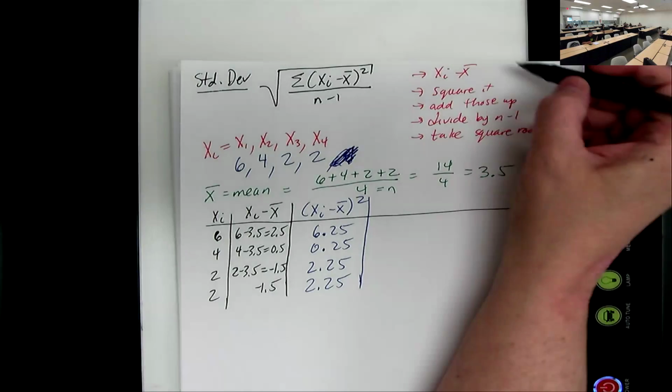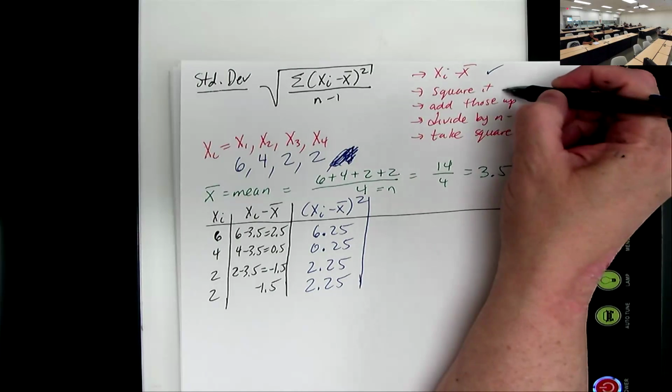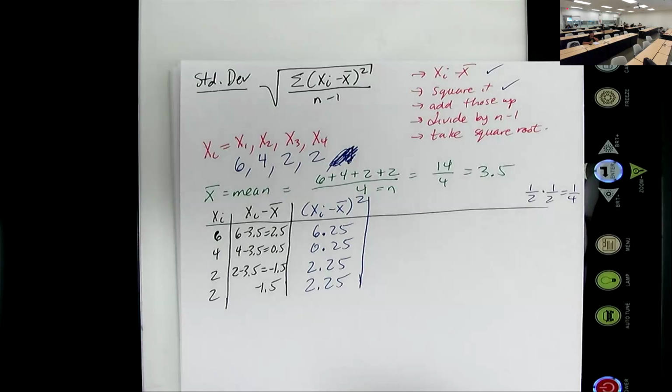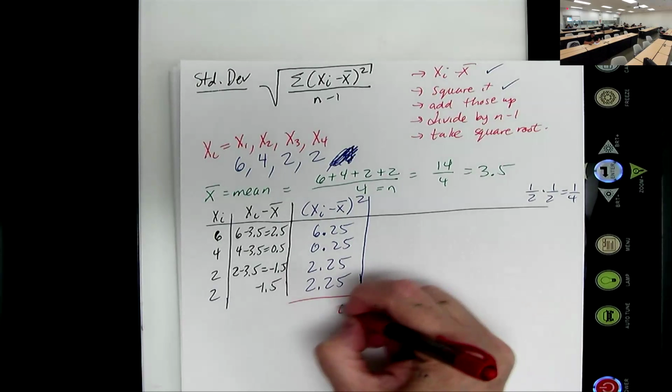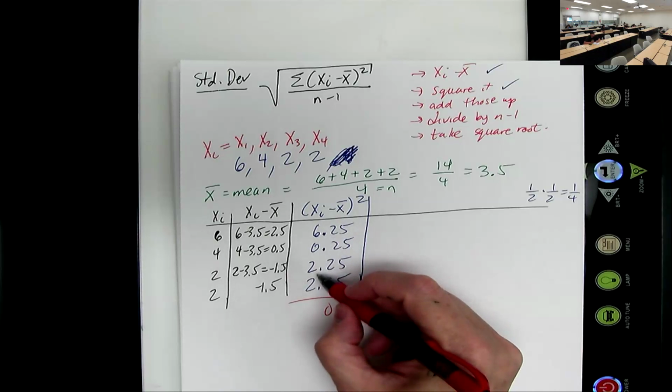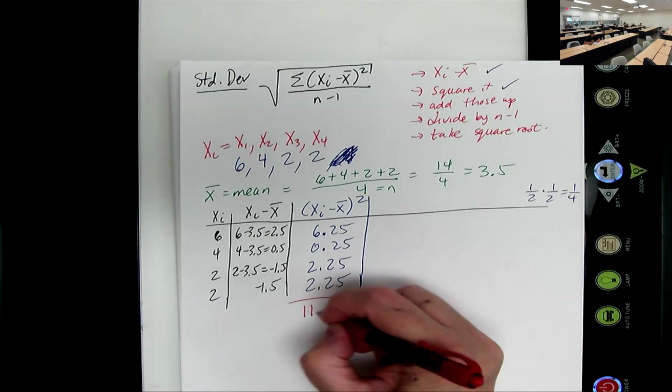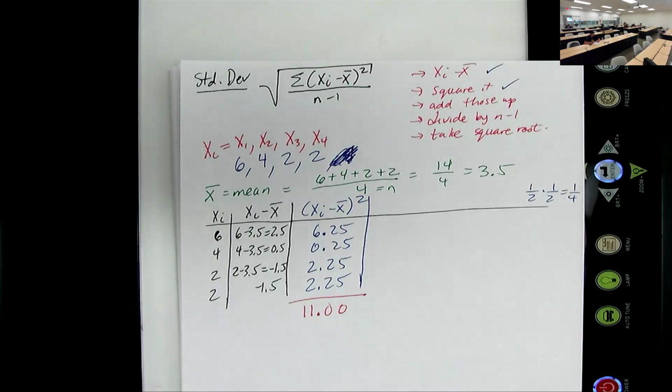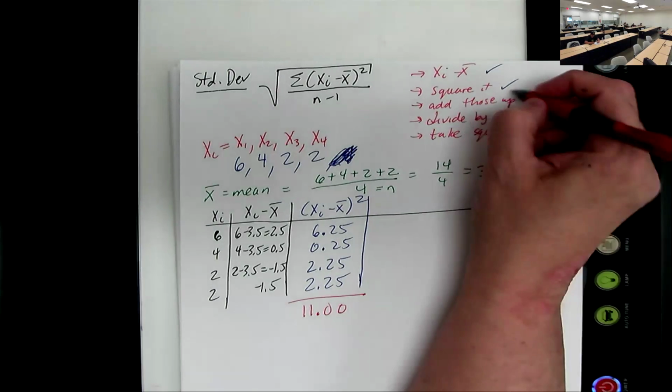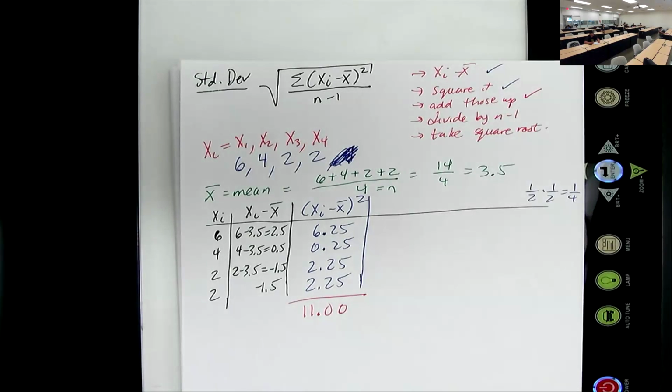We have done the xi minus x bar and then we squared this. So now we're on the add it up column. That looks like 11 to me. 6, 2 and 2 is 10, and then 4/4 is another 1, so 11. Looks like money, I'm doing money in my head here. Now we did that, add it up.